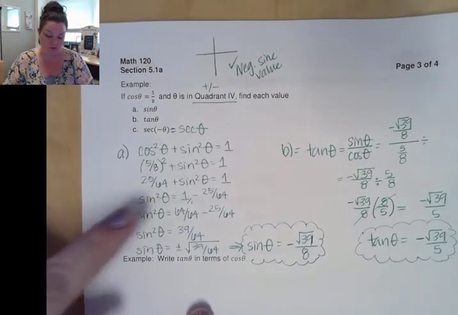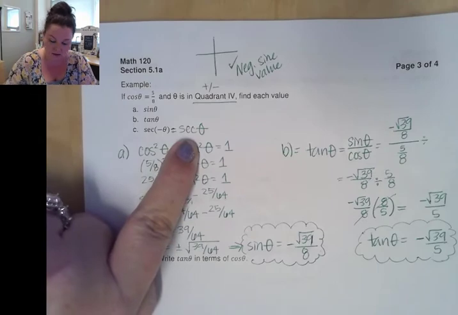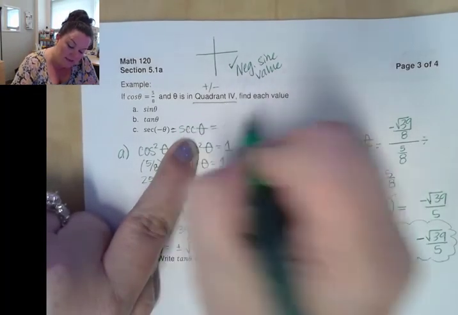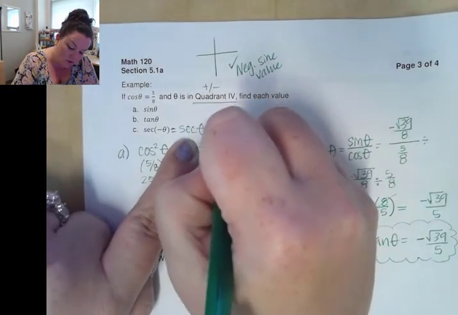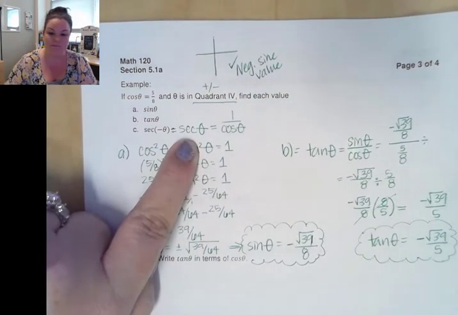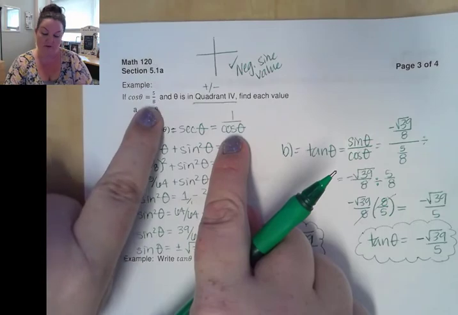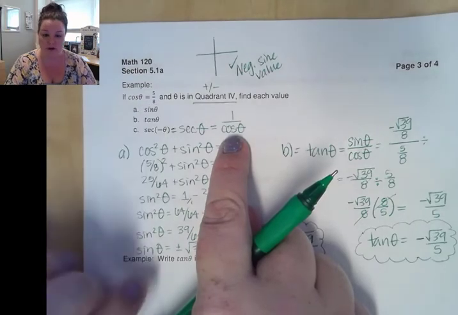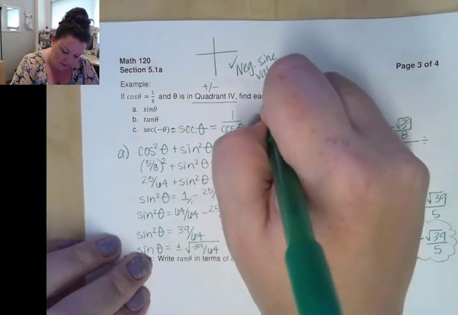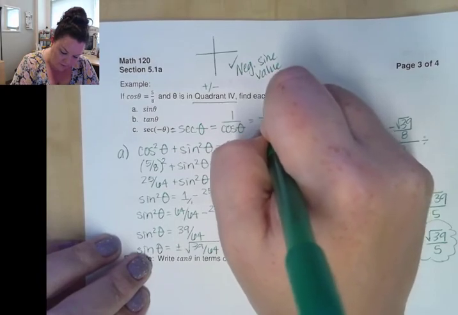Secant theta is related to cosine, so I can go ahead and write this. This is the inverse of cosine, so 1 over cosine theta. And then cosine theta is actually what we were given. We know that cosine theta is 5 over 8. So this is the same thing as 1 over 5 over 8.